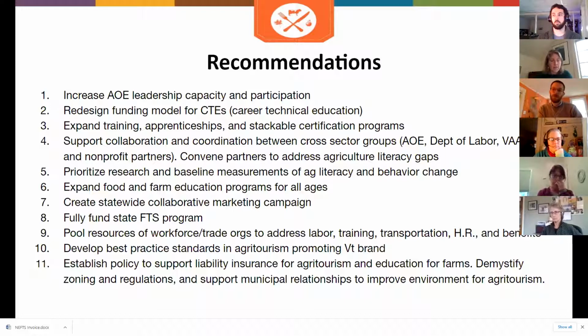And then the eleventh one, last but not least, and this is definitely a big one, talks a lot about the liability insurance for farms opening up for education and tourism. And it directly links back to one of the barriers around zoning and regulations and supporting the relationship with municipalities to improve the overall tone and environment of ag tourism in our state.